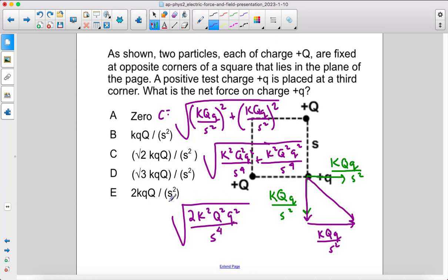Now we can take things out, right? K can come out, Q can come out, little q can come out, and we have S to the fourth here, so S squared can come out, and that leaves us with the square root of 2 behind. So that is the square root of 2 times K, Q, q over S squared. The answer is C.